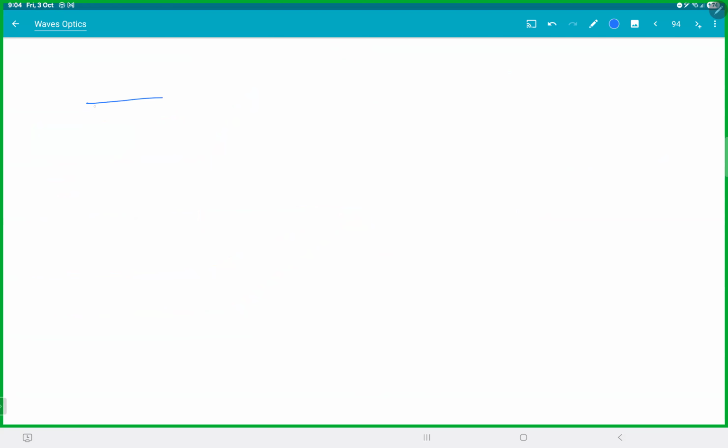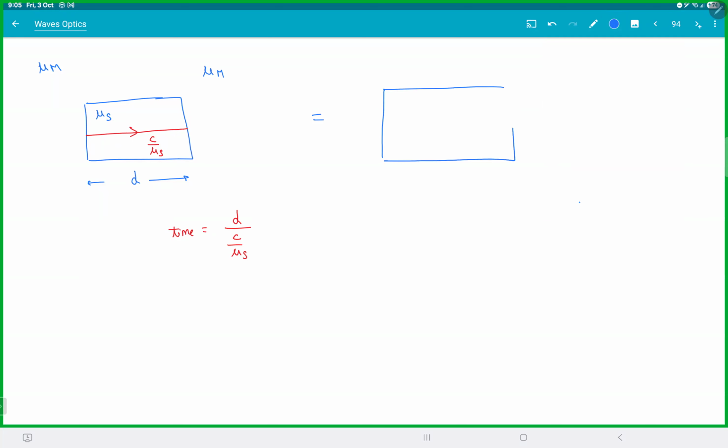Let's say we got a slab of thickness d. This is mu slab, and let's say the medium outside is mu m. This is an important thing. Now, if a light ray goes inside the slab, the speed of the light ray is c by mu s. So the time taken will be d by c by mu s. So if you put a slab in a medium, I don't want to deal with slabs. I want to know this slab is equivalent to how much medium.